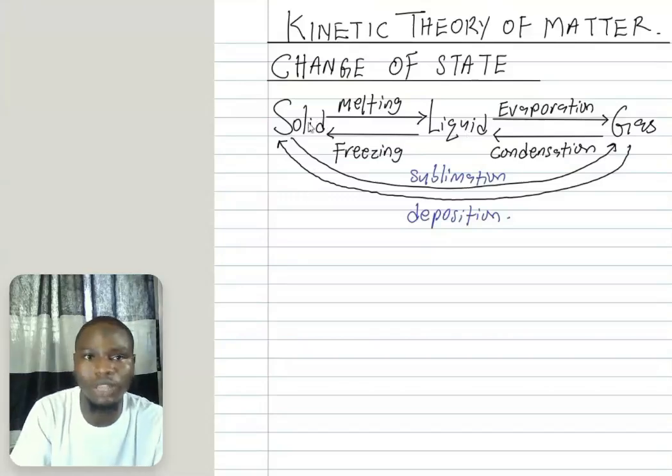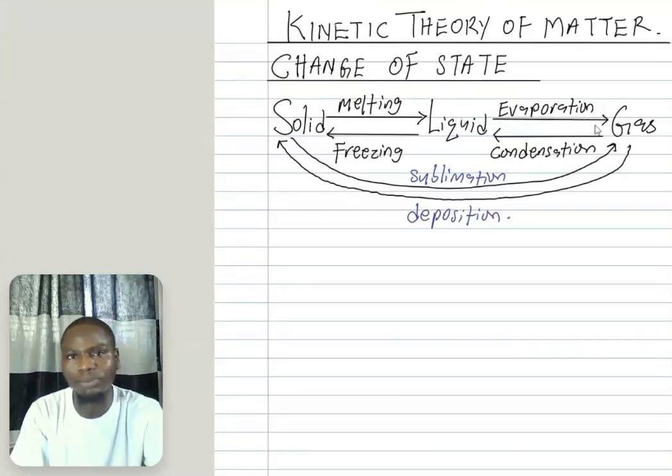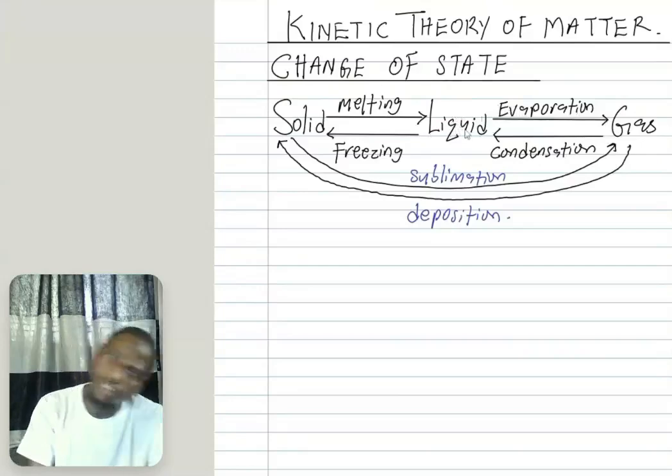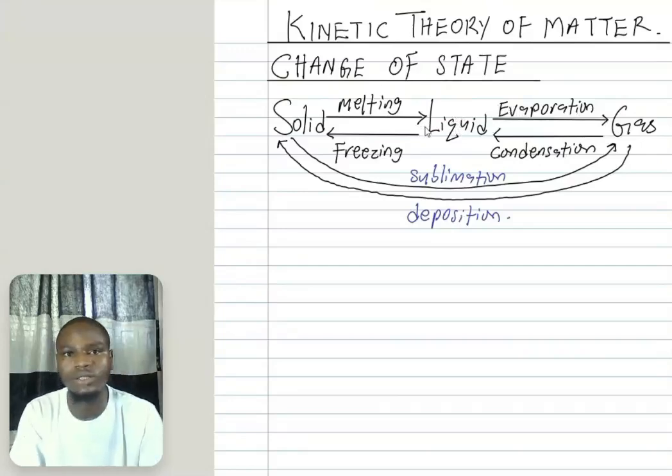So just think that from solid to liquid, that is melting. This process can convert solid to liquid. Also, liquid to gas, that is evaporation. Now, what happens if liquid is turned back to solid? That is freezing. Let me give you an example.